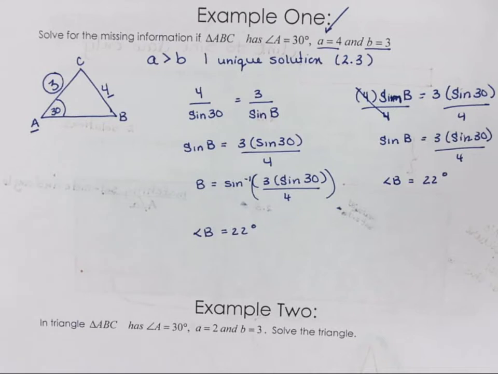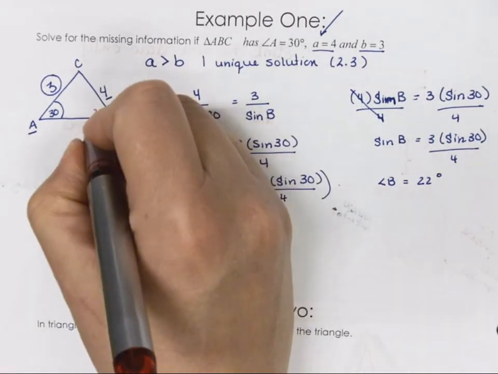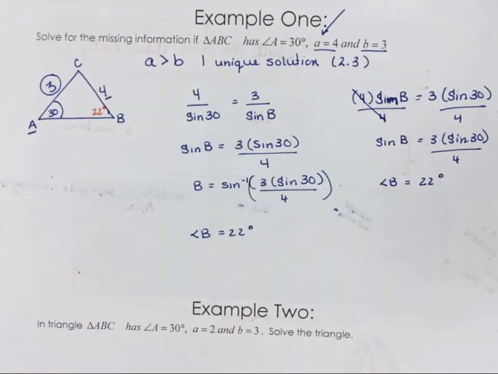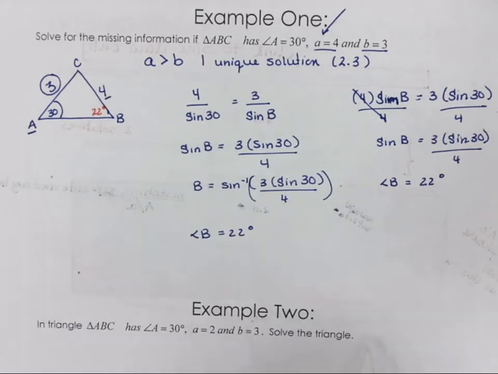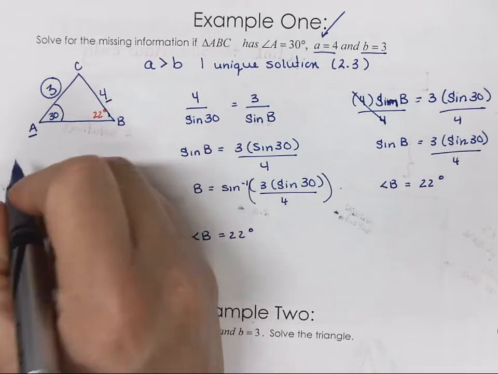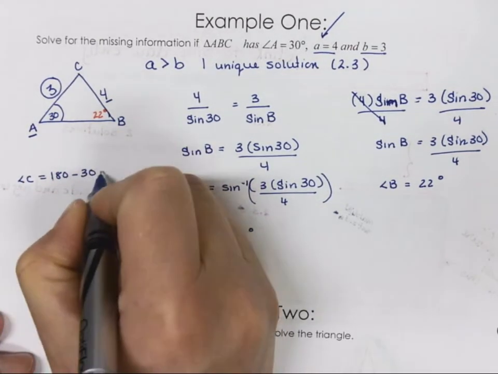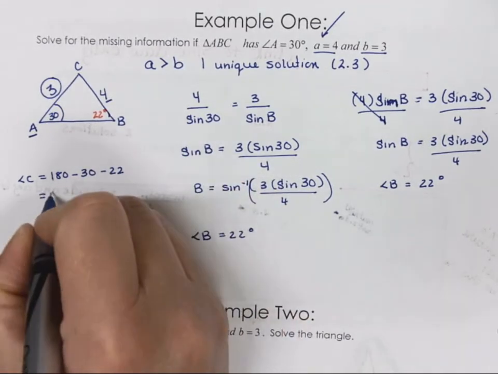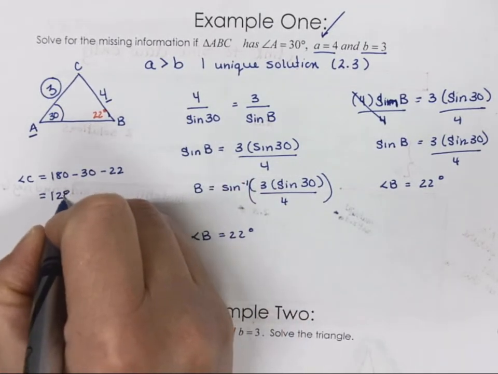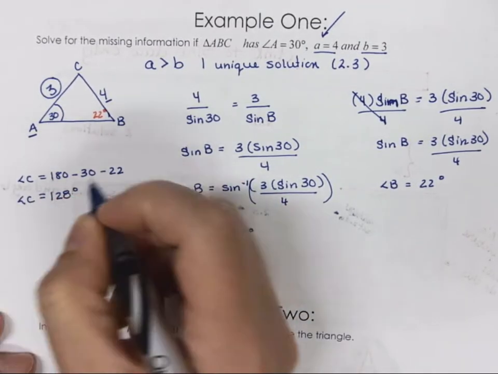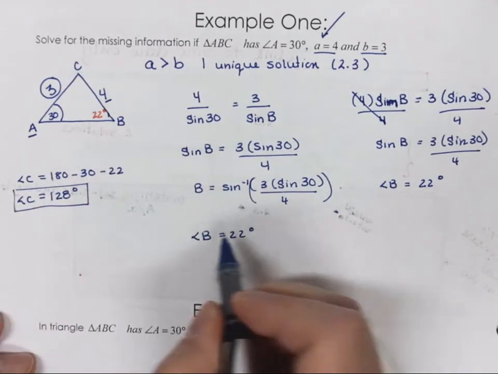Okay, what's angle C? 128. We don't have to do any sine law or anything like that to get 128. It's just angle C is going to be 180 minus 30 minus 22. So 128. I'm just going to box in my answers. So this is 128 there. What other piece of information do I need?